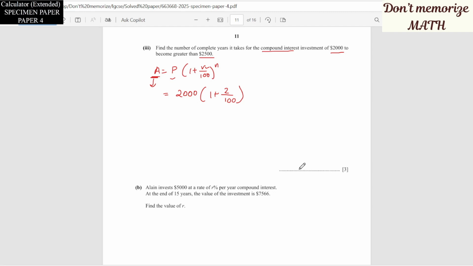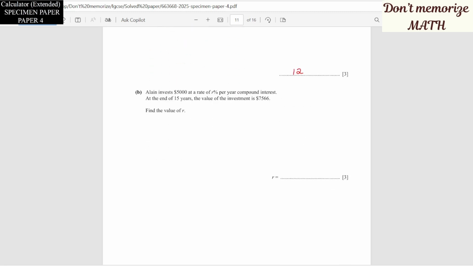So it will take more than 11 years. More than 12 years to become more than 2500. Okay, so the answer is 12 years. It will take more than 12 years. Like 11 years means it is just 2400 something. So it has to complete the 11 years and it has to be more than 12. Then only we will get 2500 something.